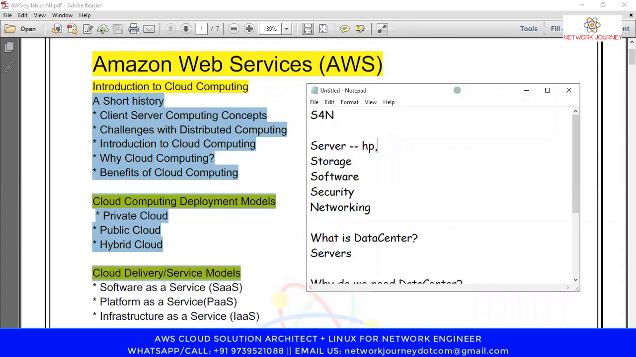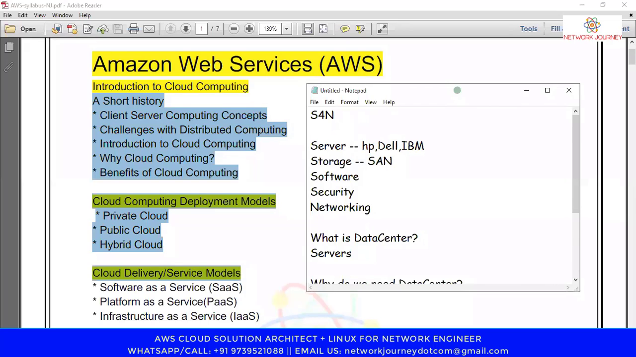Okay, it can be HP or Dell or IBM, or it can be any kind of server hardware. And it will be associated with many hard disks actually. And see here, the storage has another meaning, which is SAN, storage area network. Why? Because of the inbuilt hard disk and all.